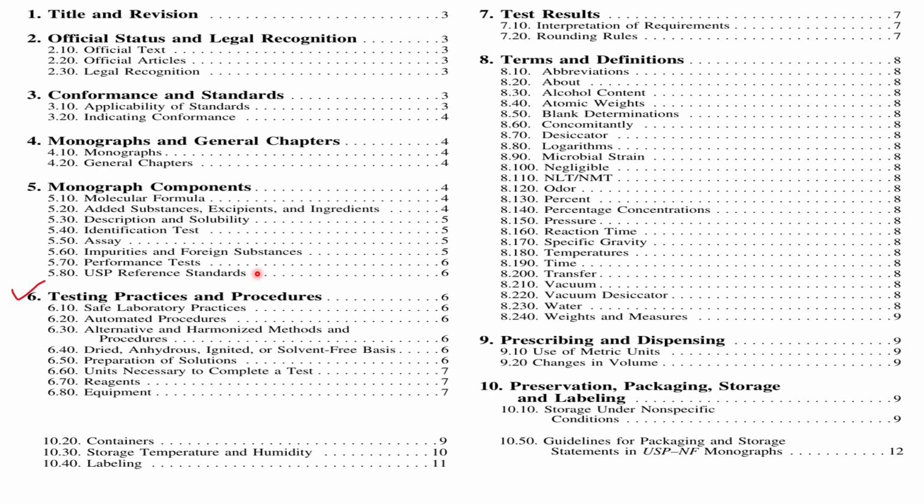Today we are going to discuss section 6, that is testing practices and procedures, which are mentioned in the General Notices and Requirements of the United States Pharmacopoeia, right? Here the subsections are safe laboratory practices, automated procedures, alternative and harmonized methods and procedures, dried, anhydrous, ignited or solvent-free basis, preparation of solutions, units necessary to complete a test, reagents and equipment. We are going to cover all these sections in this video, right?